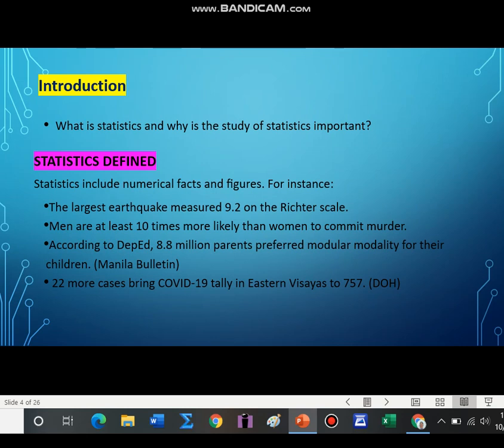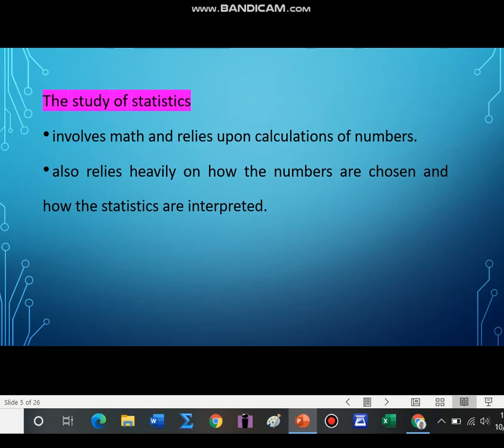We have statistics defined. Statistics include numerical facts and figures. For instance, the largest earthquake measured 9.2 on the Richter scale. Men are at least 10 times more likely than women to commit murder. According to DepEd, 8.8 million parents preferred modular modality for their children, from Manila Bulletin. Then 22 more cases bring COVID-19 tally in Eastern Visayas to 757, from the Department of Health.